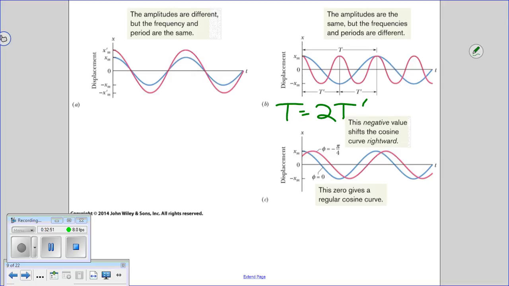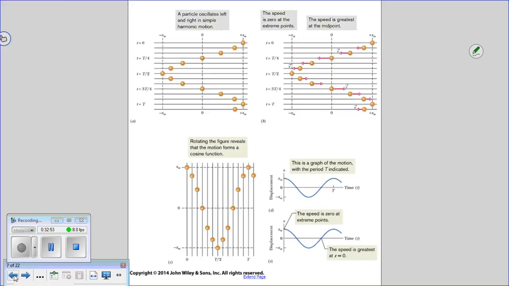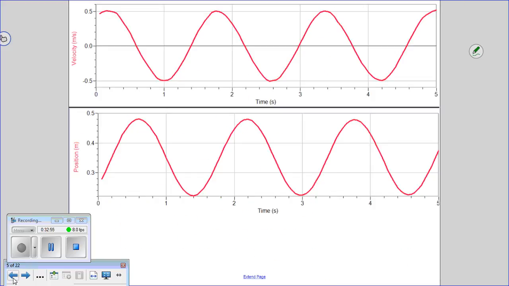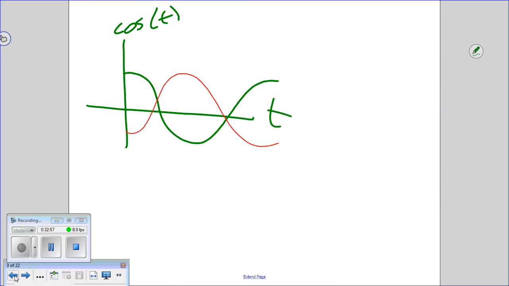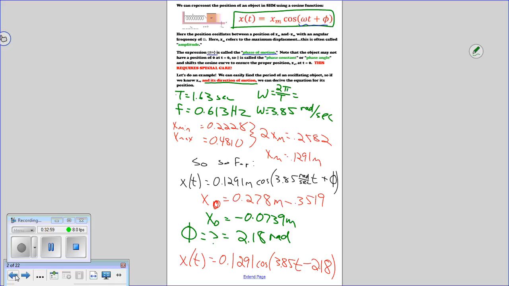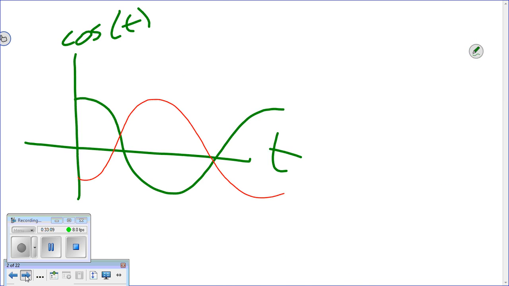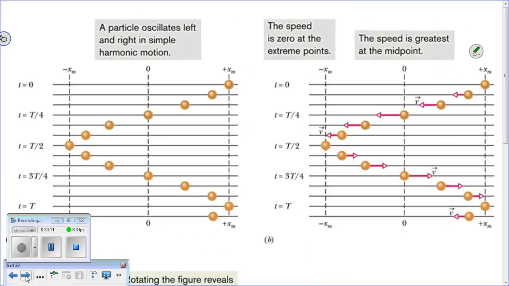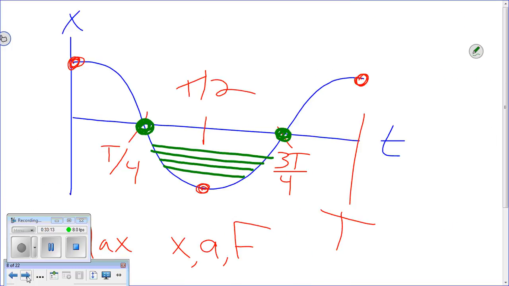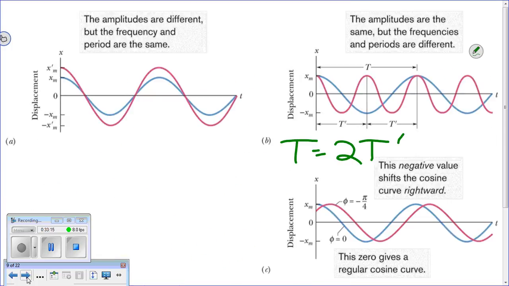What's the technical name for that? That's an honest question. I'm so bad at vocabulary. Is it phase shift or phase constant? Somewhere it's in here. Phase constant or phase angle. That's what I was looking for, phase angle. Yeah, so they have different phase constants, different phase angles. You know, I keep wanting to say phase shift too, and that's wrong.